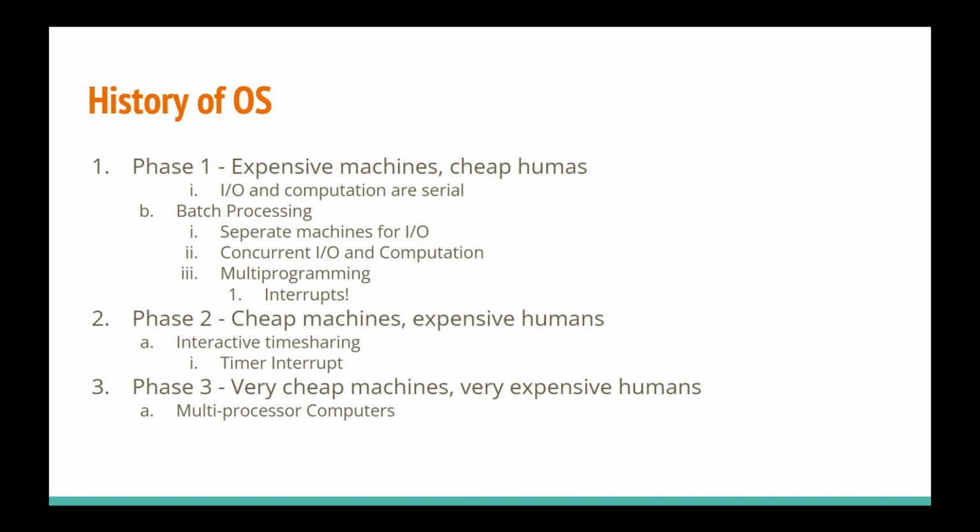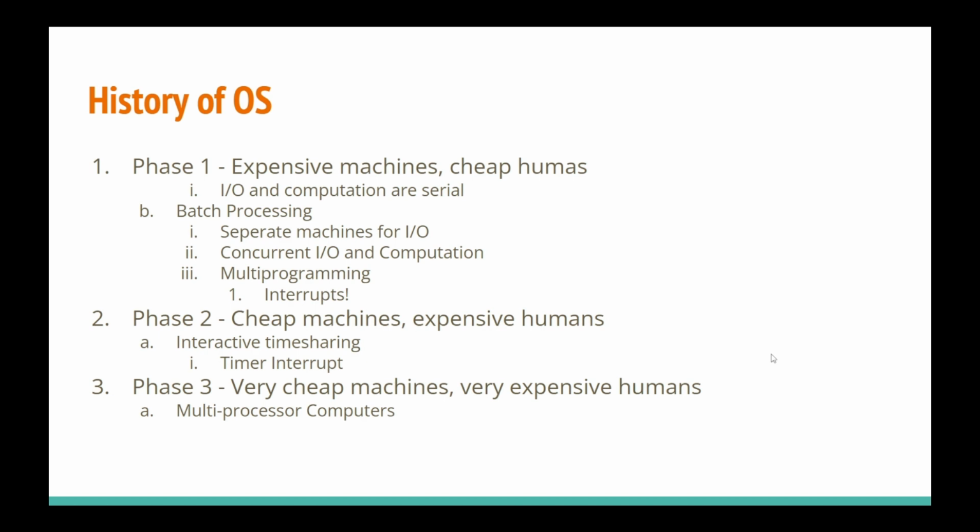Batch processing went out of style after phase 1, but now with supercomputers in phase 3, it's coming back into style. The very main thing that you need to remember is that in phase 3, they're multi-processor computers. So let's say more than one thread on a CPU. So things can truly run in parallel now and not just concurrently.